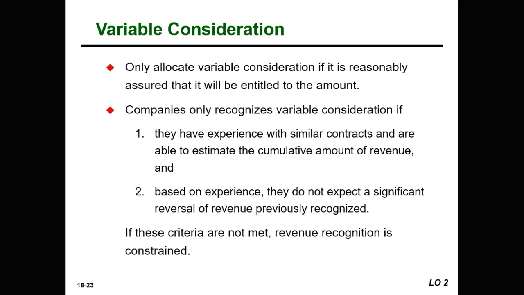With the transaction price, we only allocate variable consideration if it's reasonably assured that we will be entitled to that amount. Companies may only recognize variable consideration if they have experience with similar contracts and are able to estimate the cumulative amount of revenue. And based on experience, it is highly probable there will not be a significant reversal of previously recognized revenue. If these criteria are not met, then revenue recognition is constrained.